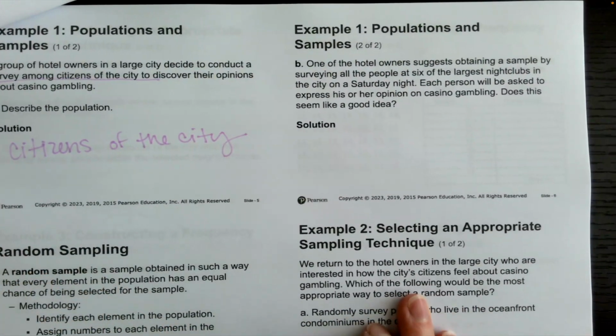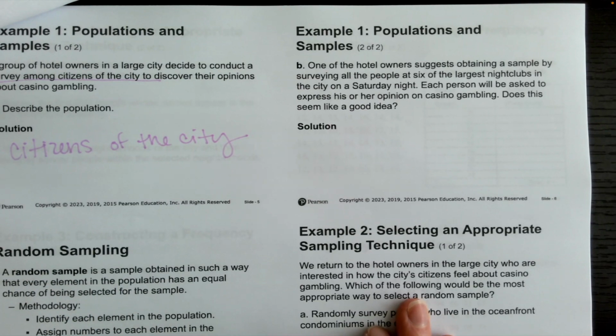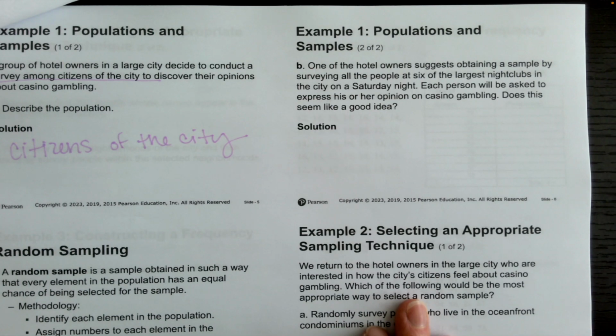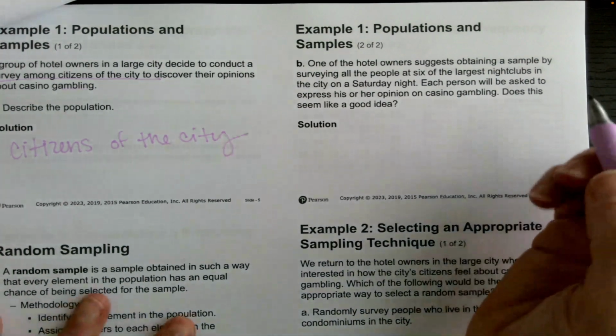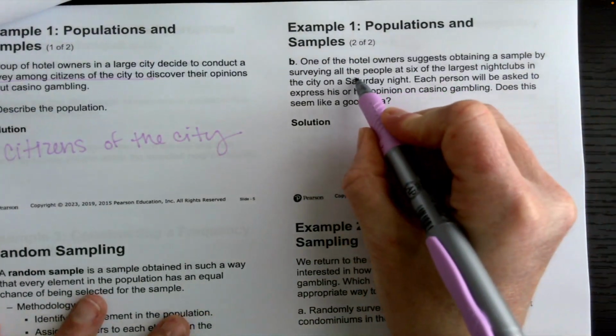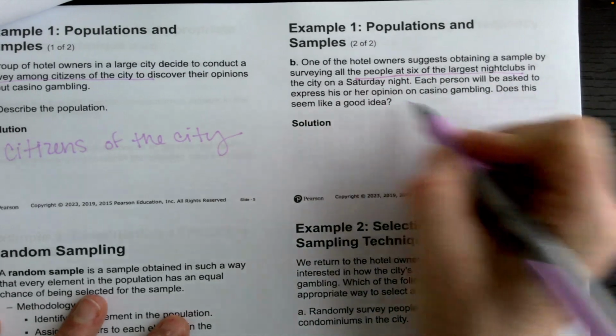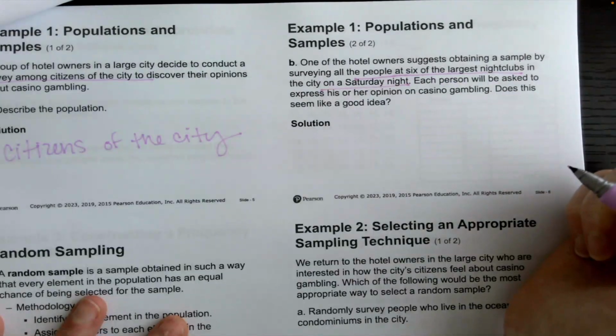One of the hotel owners suggests obtaining a sample by surveying all of the people at 6 of the largest nightclubs in the city on a Saturday night. Each person will be asked to express his or her opinion about casino gambling. Does this seem like a good idea? They are only surveying the people at the largest nightclubs on a Saturday night.